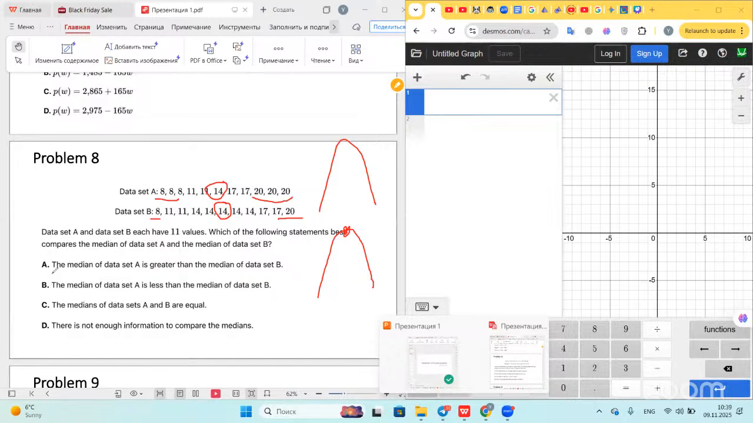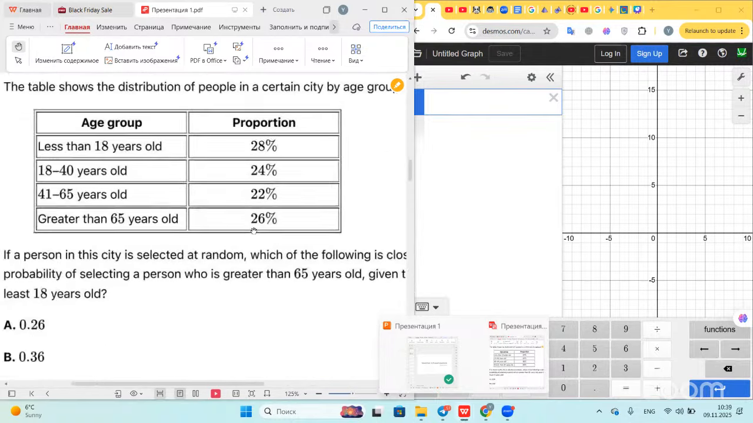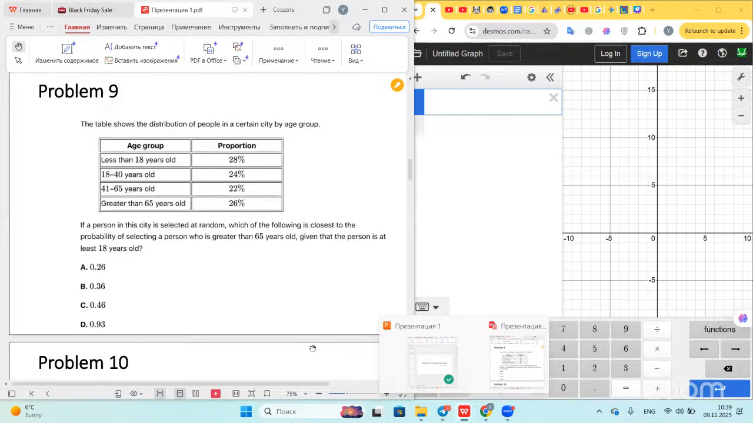Another way is you can just count every number and find the central element, guys. You can count it. It's an easy question because it's very basic statistics.